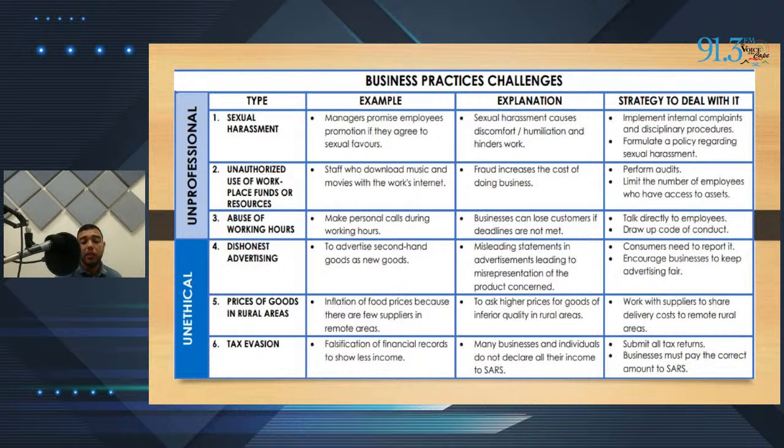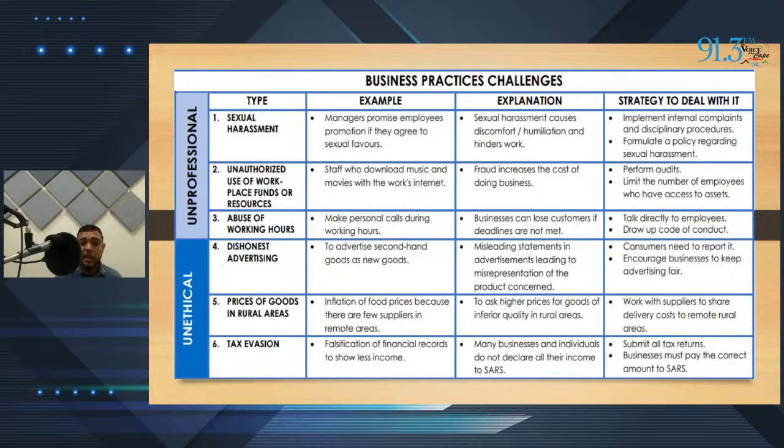Why? There are not a lot of shops in rural areas. Therefore, a lot of businesses then tend to up their prices, which is wrong. So the explanation to this is to ask a higher price for goods of inferior quality in rural areas. How do we deal with this? Work with suppliers to share delivery costs to remote rural areas.